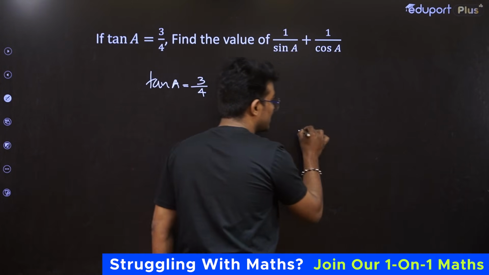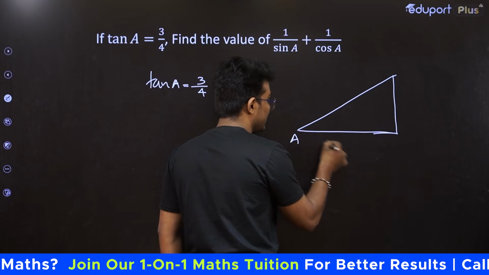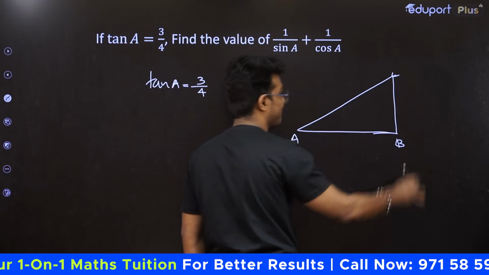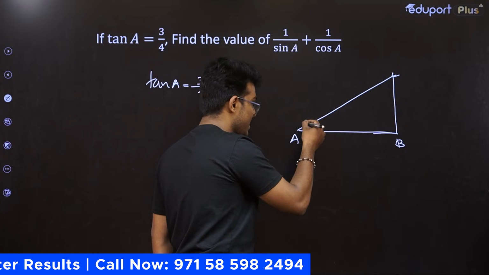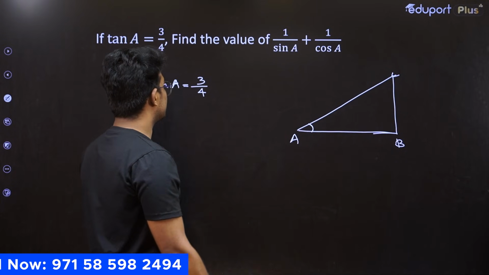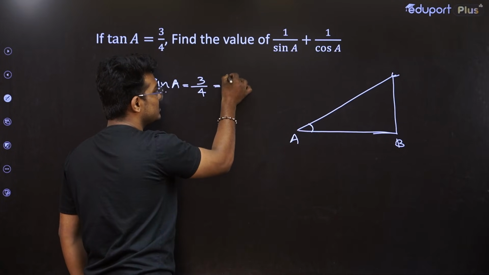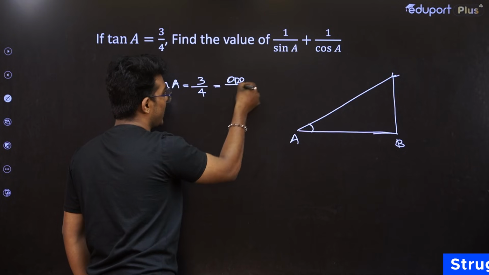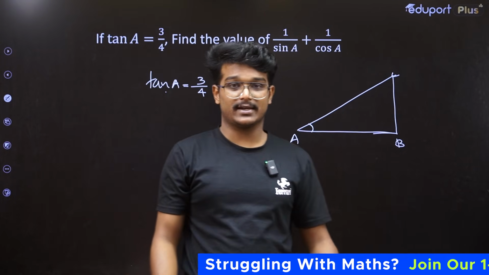Now, I am taking the right triangle here. The triangle name is ABC. Okay, I am considering the angle A. It is tan A is equal to 3 by 4. So we already know that 3 is the opposite side and 4 is the adjacent side. Opposite side by adjacent side, that is tan.